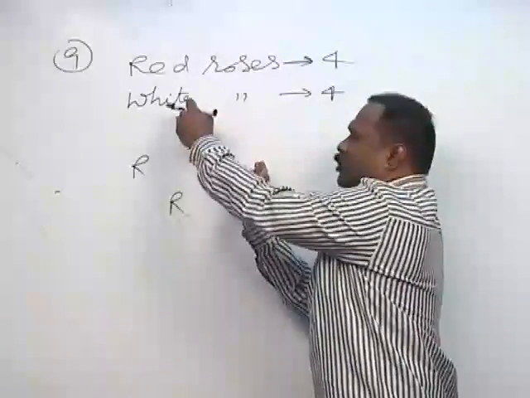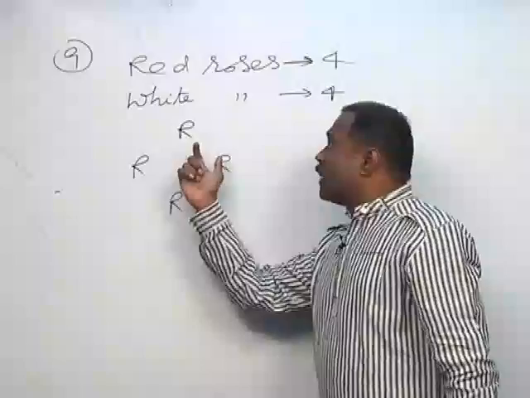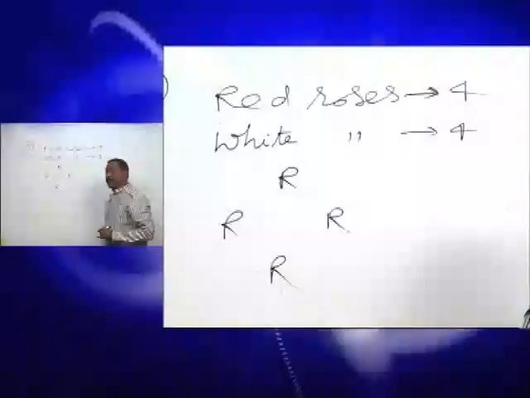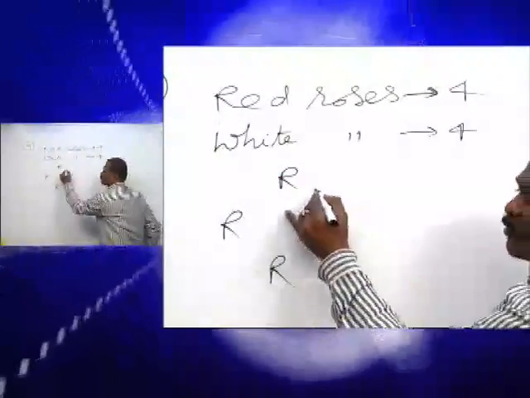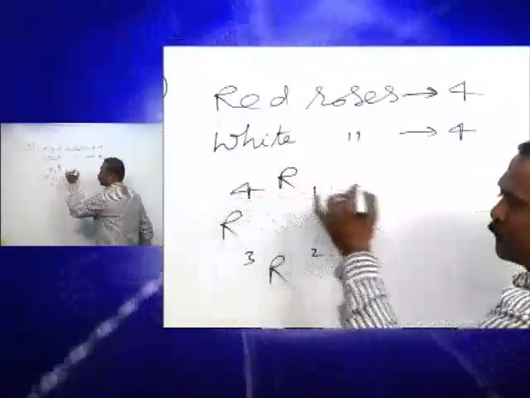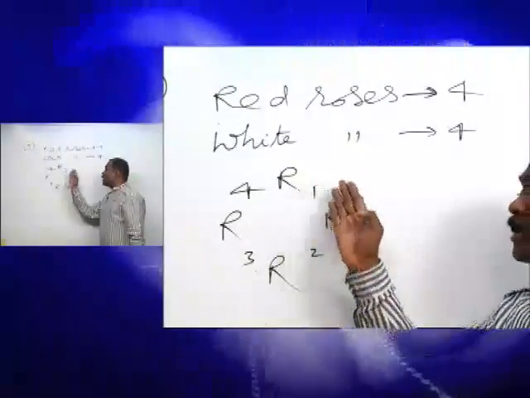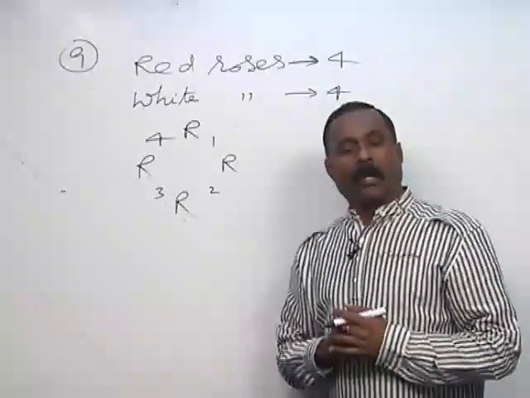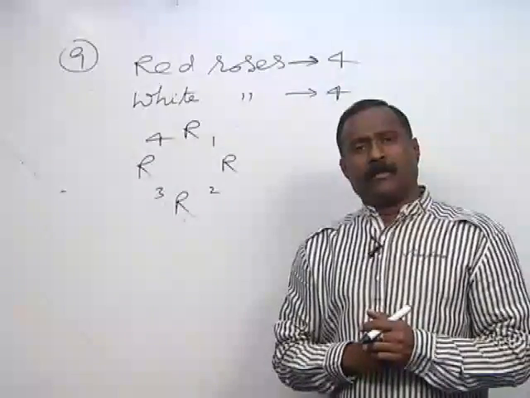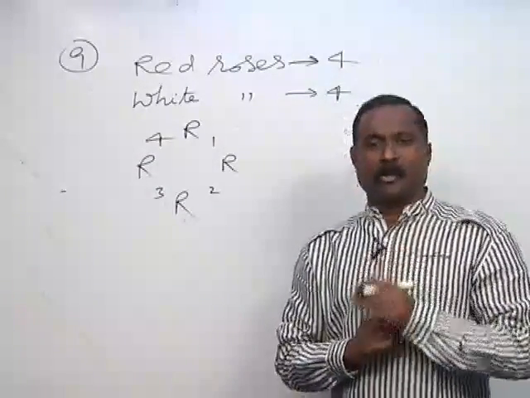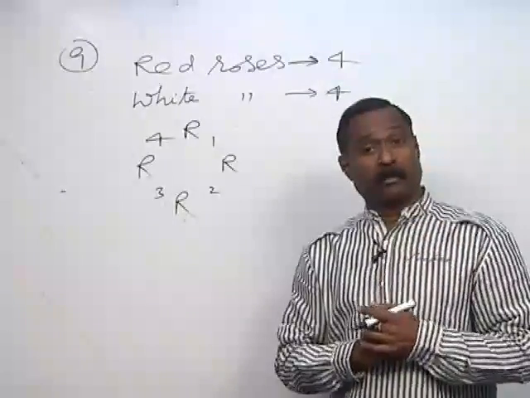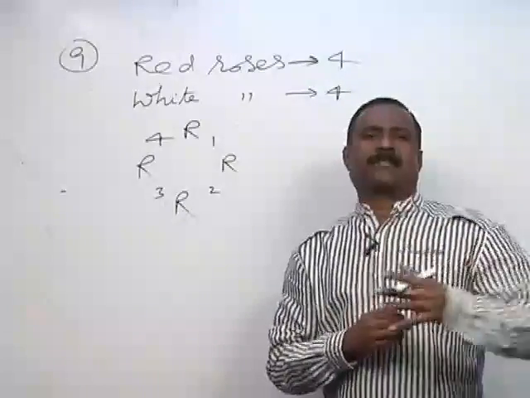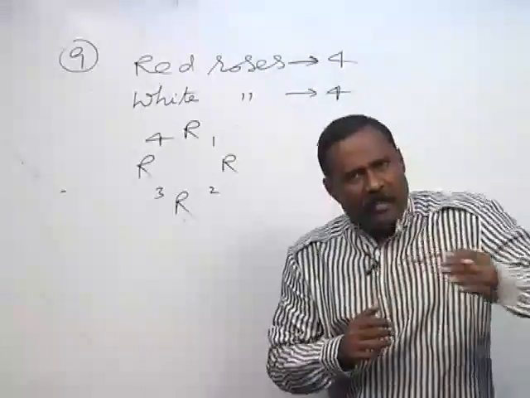So these red roses should not be together. That means there should be at least 1 white rose in between the red roses. How many places will be there among the red roses? 1, 2, 3, 4. So in these 4 places, the white roses are to be arranged. Understand, while solving problems on permutations and combinations, and also in probability, divide the problem into different operations.